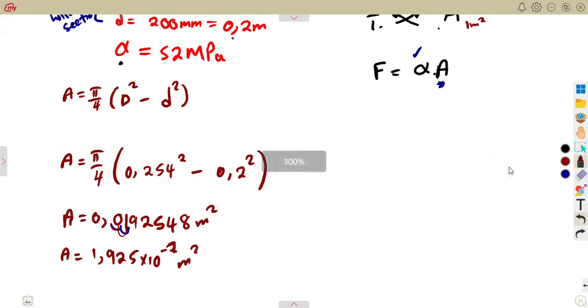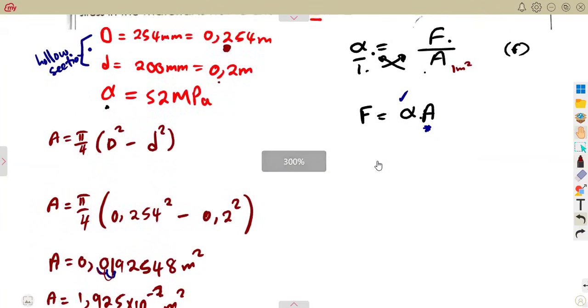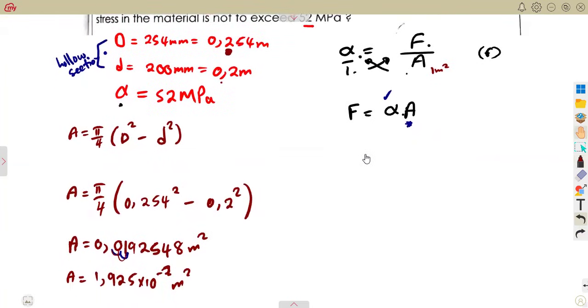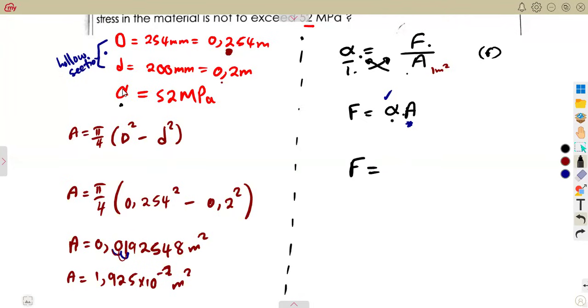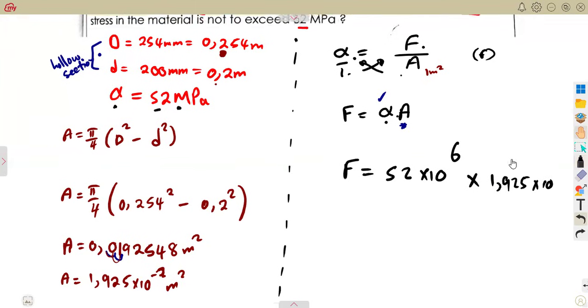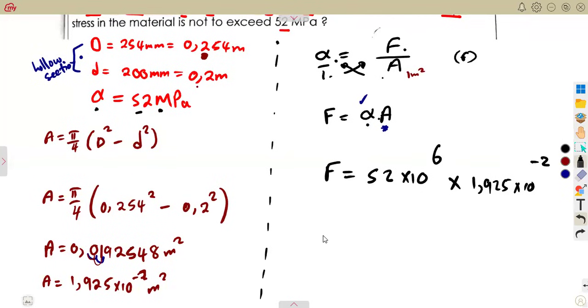Then with the area that you calculated, you can substitute now to determine the force. Remember, we need the force. We've already made it the subject. So the force is equal to what? The maximum stress given, 52 times 10 to the exponent of 6 pascal, times the area, 1.925 times 10 to the exponent of minus 2, depending on the way that you round it off. Whether you use the area as it is, still it's fine. So that was going to give you the force.